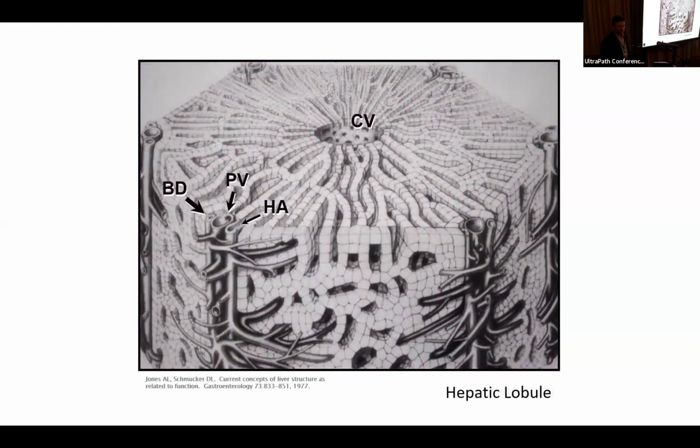And so this hexagonal lobule is organized around the central vein in the middle, and the portal structures, the hepatic triads, out at each corner of that hexagon. The portal triads, the bile duct, the portal vein and the hepatic artery, are what provide the blood into the liver, and then it moves along towards the central vein.